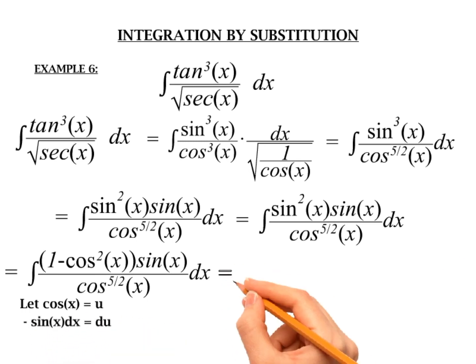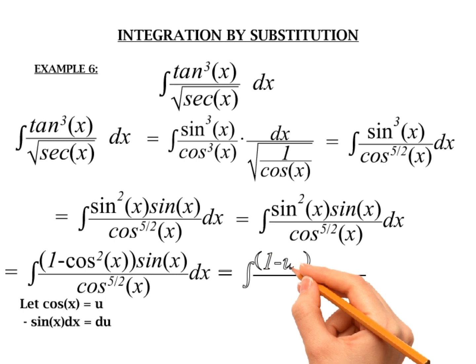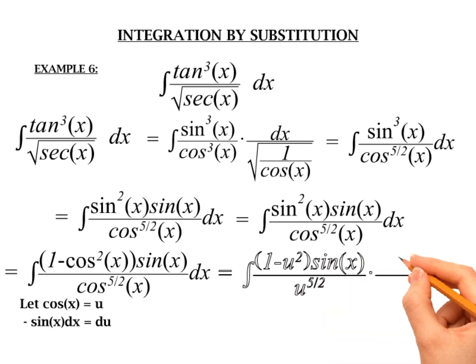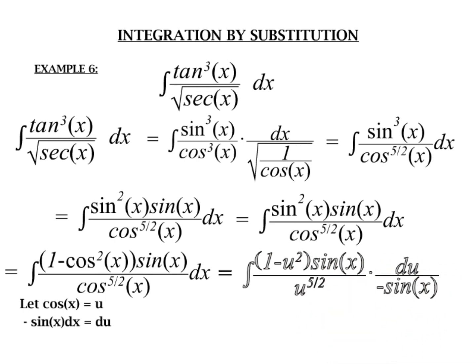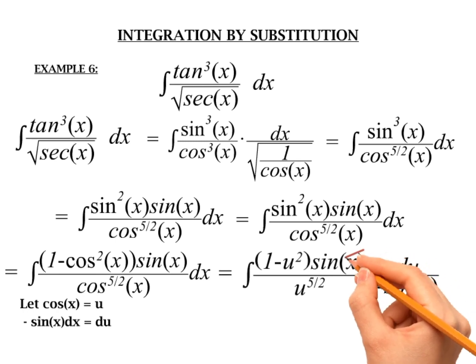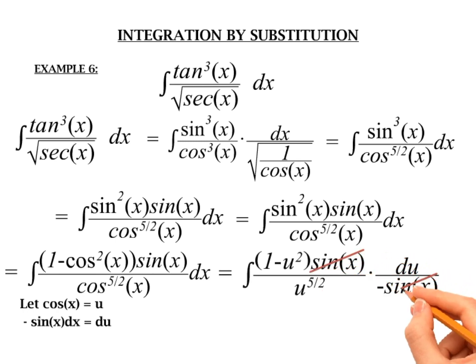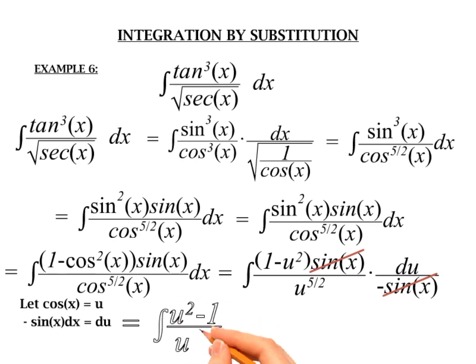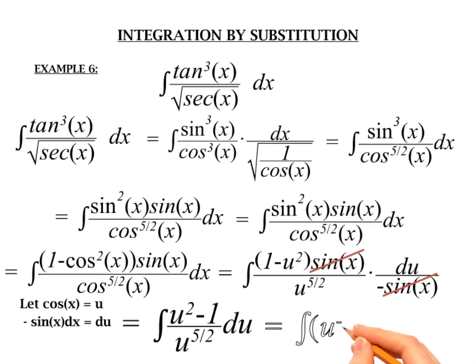By substituting the parameters, we have integral of 1 minus u square sine x over u raised to the power of 5 over 2 times minus sine x dx. Sine x cancels out, and this gives u square minus 1 over u raised to the power of 5 over 2 du. We separate this into a basic integral as follows.